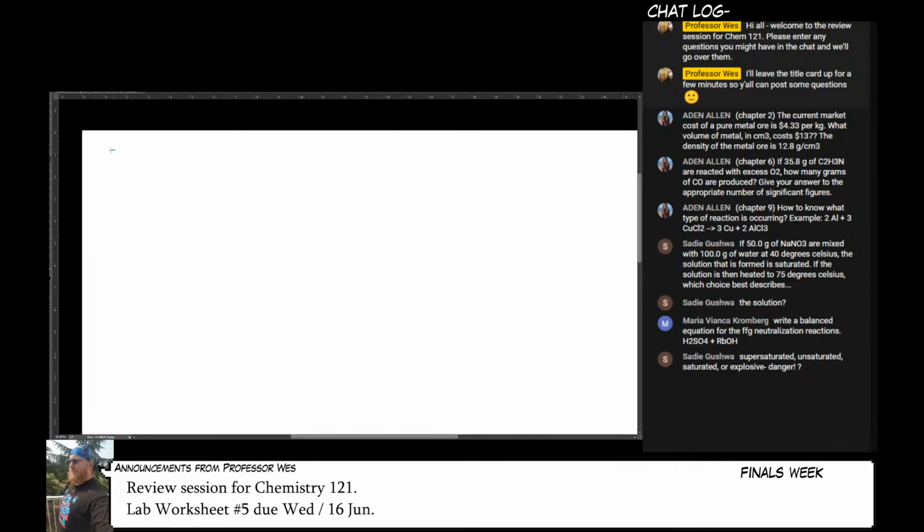the cost of a pure metal ore is $4.33 per kilogram. One volume in cubic centimeters costs $137. So we need to buy $137 worth of stuff, and we know that the density of the ore is 12.8 grams per cubic centimeter. So I start with money, because that's the unit that does not have anything else associated with it. That's just this right here. Here's how much I have. I need to buy some of that. So obviously I can figure out how many kilograms I can buy by using this right here.